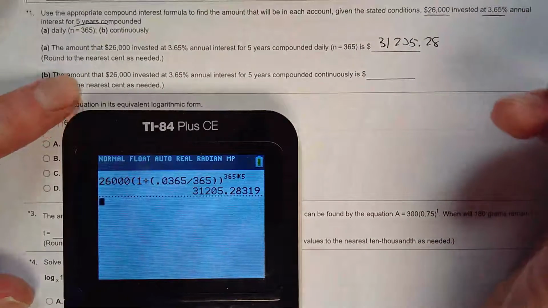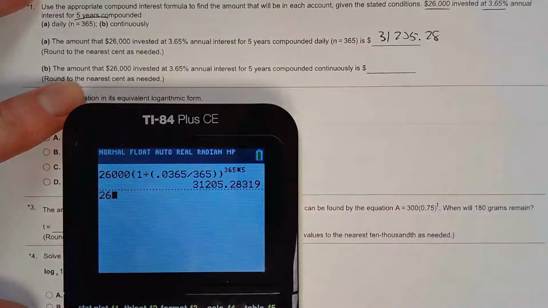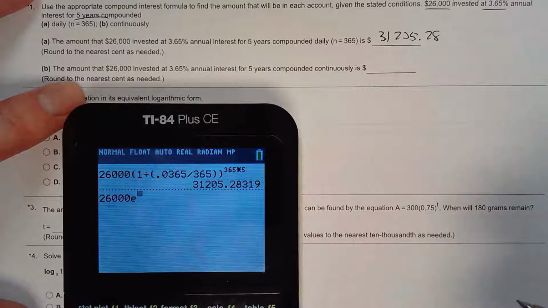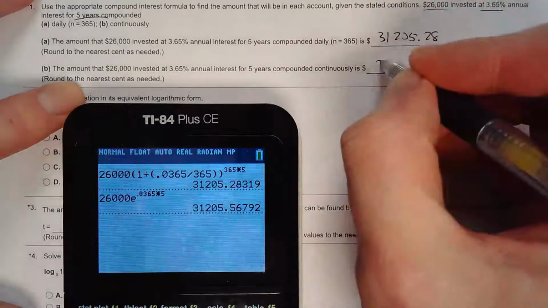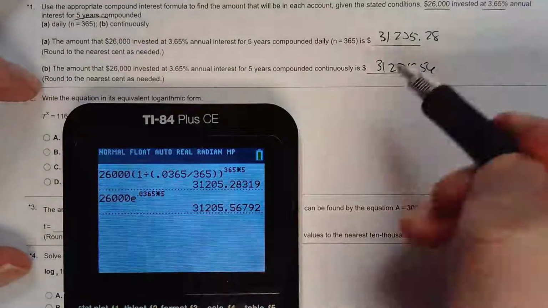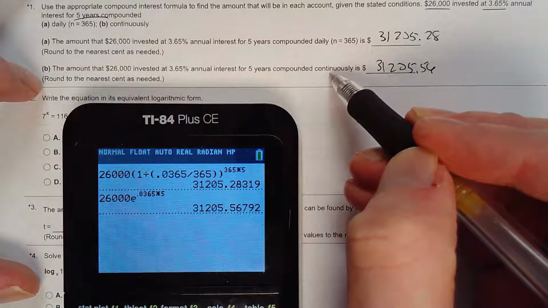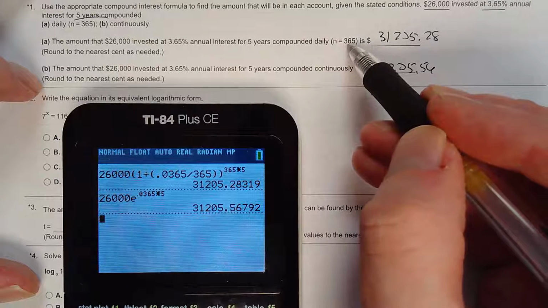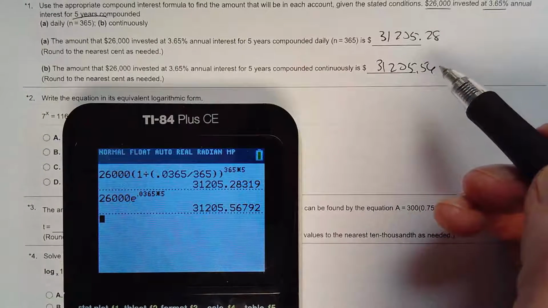So you should get 31,205.2. And then if I'm going to do this continuously, the only difference is when I put it in the calculator, instead of using 1 plus, I'm going to use e. So it would be e to the 0.0365 times 5 years. So this is 31,205.56. So it's just a little bit more, and that makes sense, because compounding continuously is fast, but not a whole lot faster than daily, so you're going to get just a little bit more in the end, but not a significant difference in the amount of money.